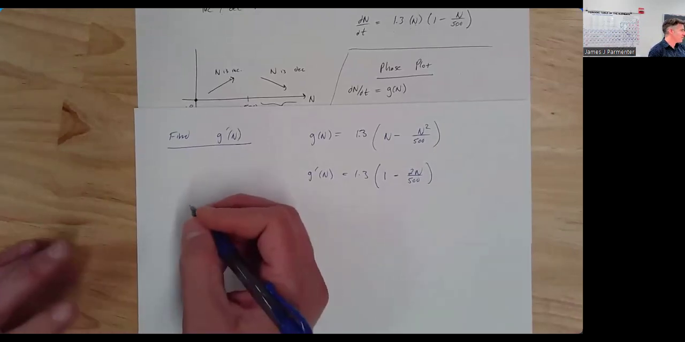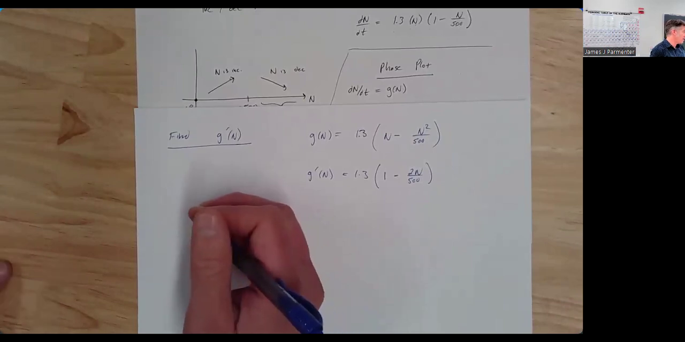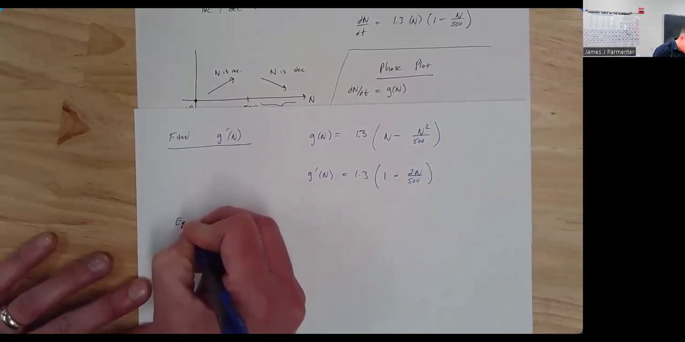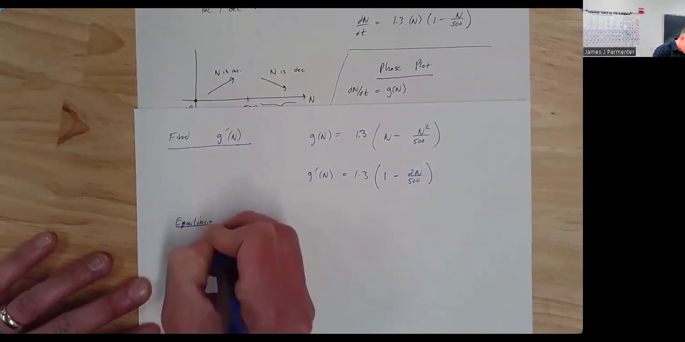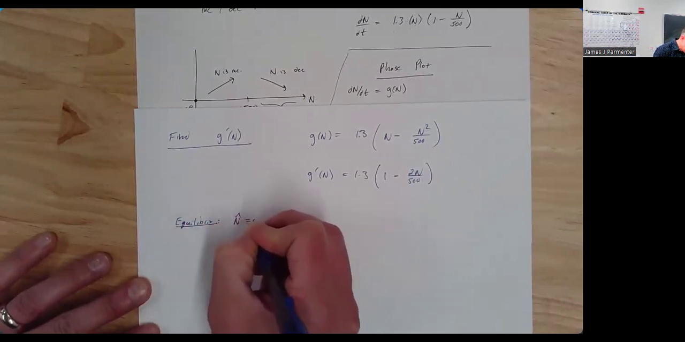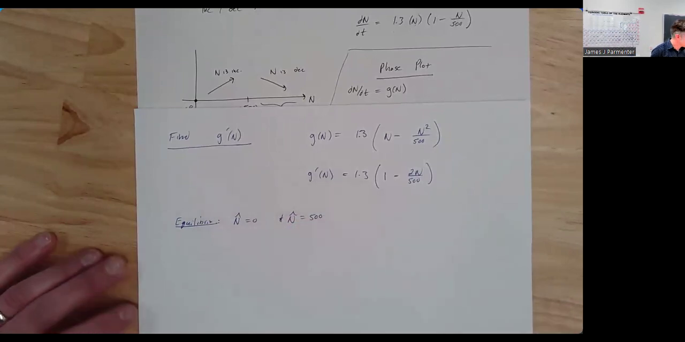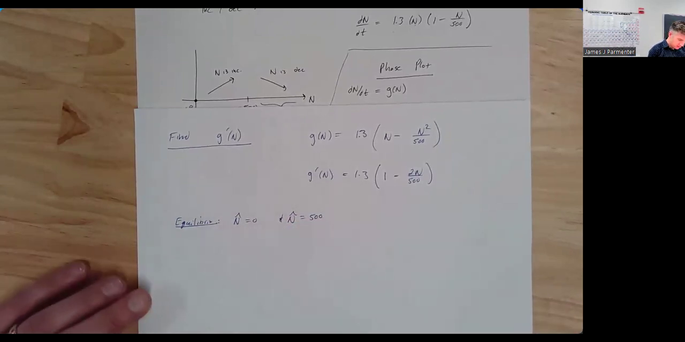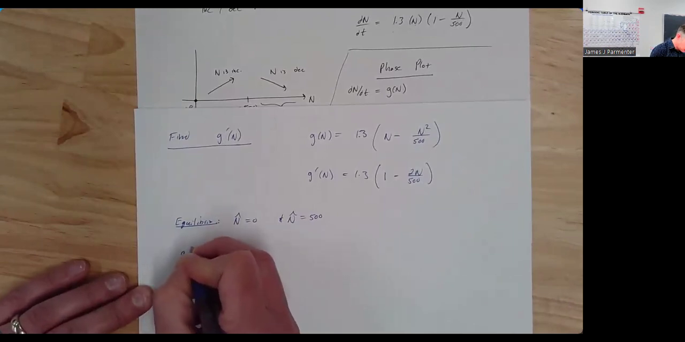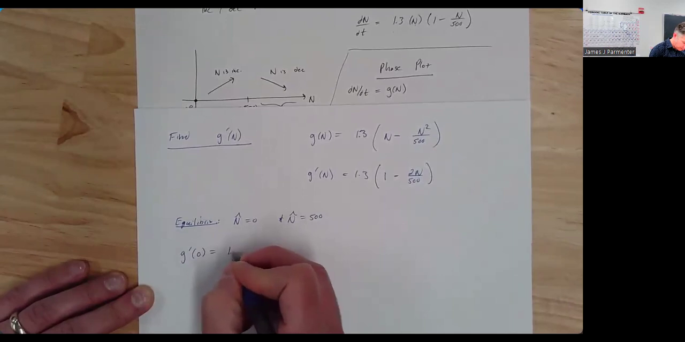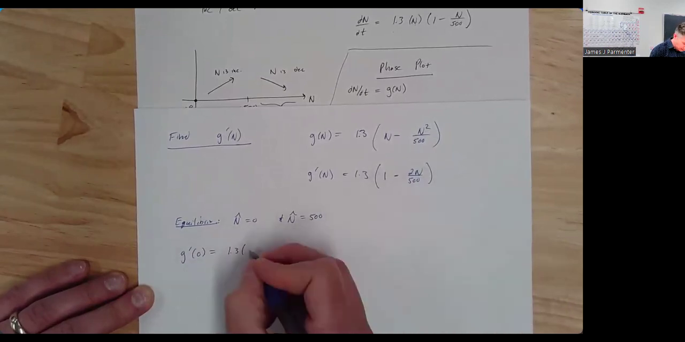We typically call the equilibria whatever your variable is, hat. So my equilibria are n hat equal to 0 and n hat equal to 500. Then we're going to check what's going on. If we plug in g prime of 0, we're going to get 1.3 times 1 minus 0.